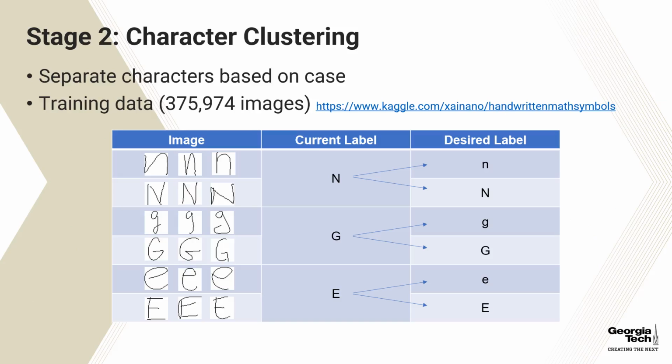In the next stage, we attempted to separate the individual characters into clusters based on the case of each letter. Our training dataset contained over 375,000 labeled images of individual characters, including both numbers and letters. But one issue we observed was that the dataset for the letters was labeled too generally, and we could not distinguish between capital and lowercase letters.